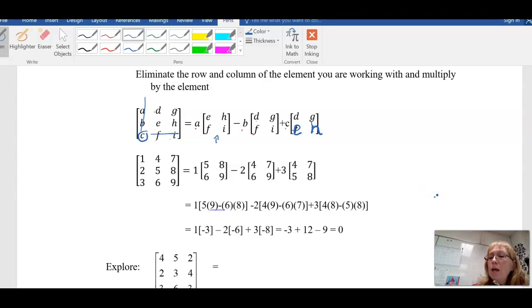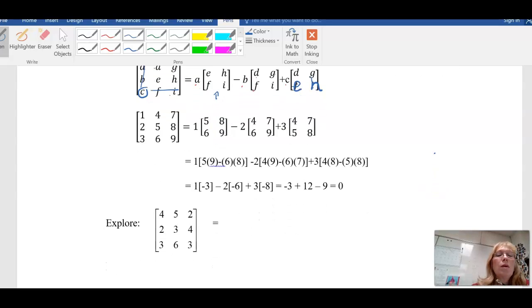All right, we've got that down. So let's do it with numbers. So we're going to start with 1. Now, row and column are gone, so we're left with 5, 8, 6, 9. Row and column gone. Now we go down to the second one. So we're looking at 2.